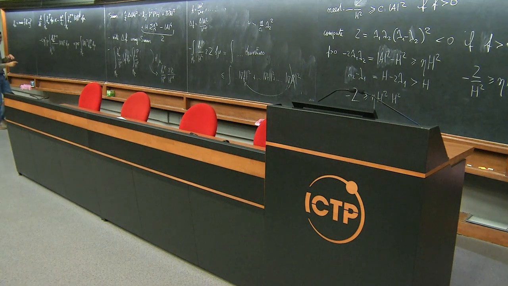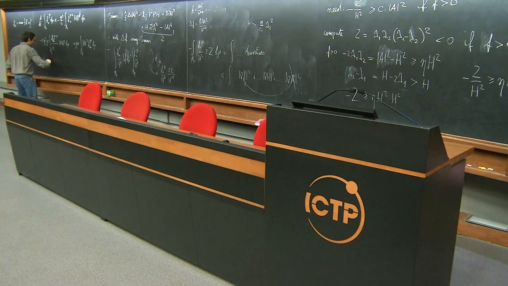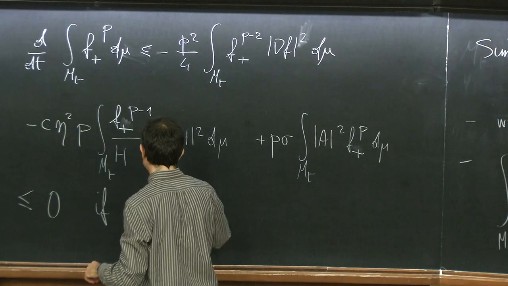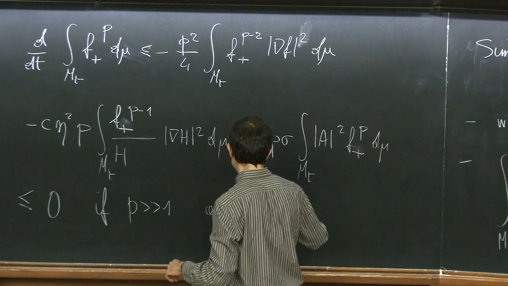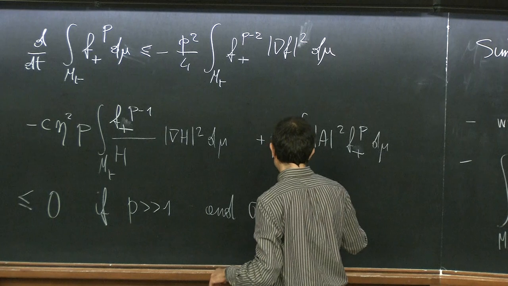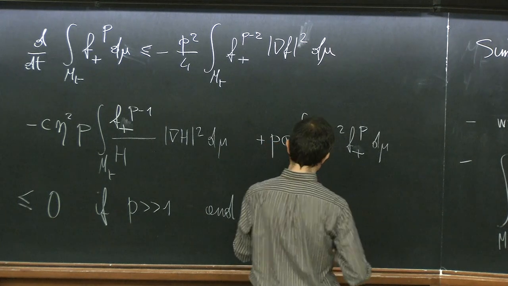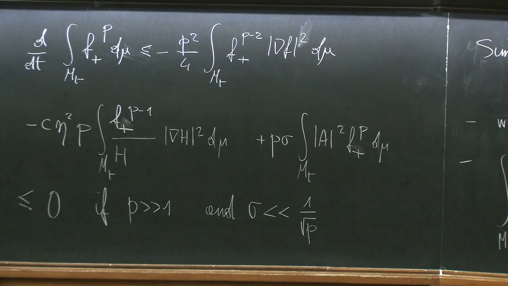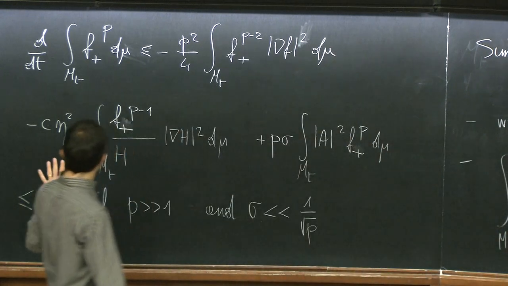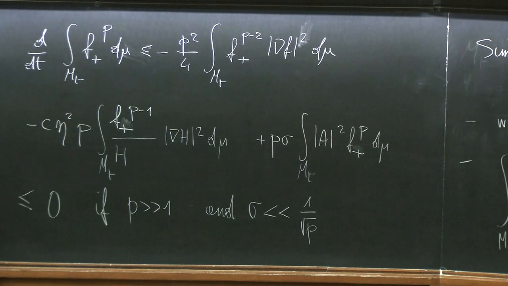And with some computation, we can show that this is less than or equal to zero if p is large enough and sigma is smaller than a suitable constant times the inverse of the square root of p. So this shows that we have monotonicity of the LP norms.